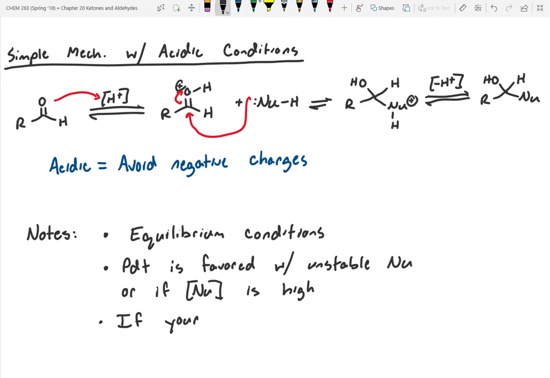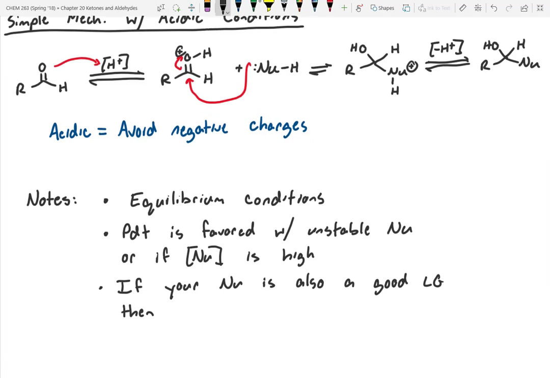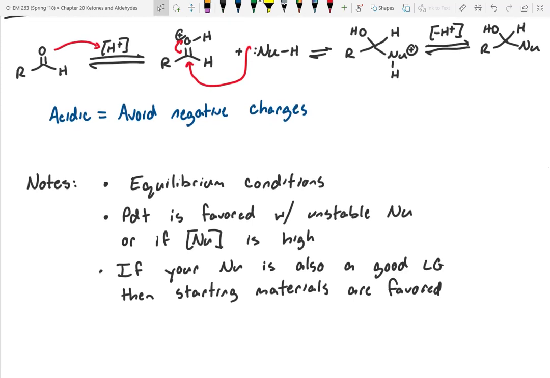If your nucleophile is also a good leaving group, then products are favored. Or sorry, then starting materials are favored. And then, like I said before, aldehydes tend to be more reactive and are more susceptible to these reactions than ketones.